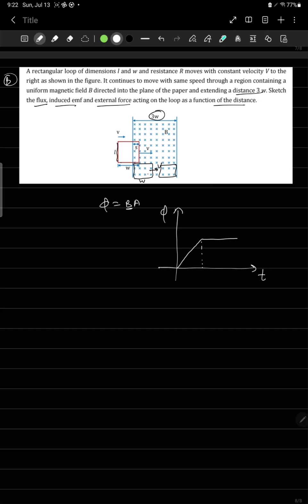And afterwards, when it's coming out, the flux inside the field is decreasing. And finally, when that loop comes out completely, again the flux becomes 0. So this is the graph of phi versus t. Clear? Now what will the induced EMF be?